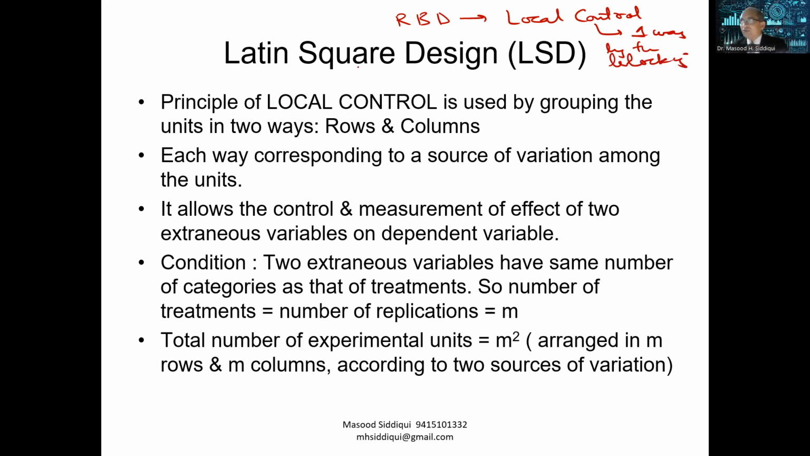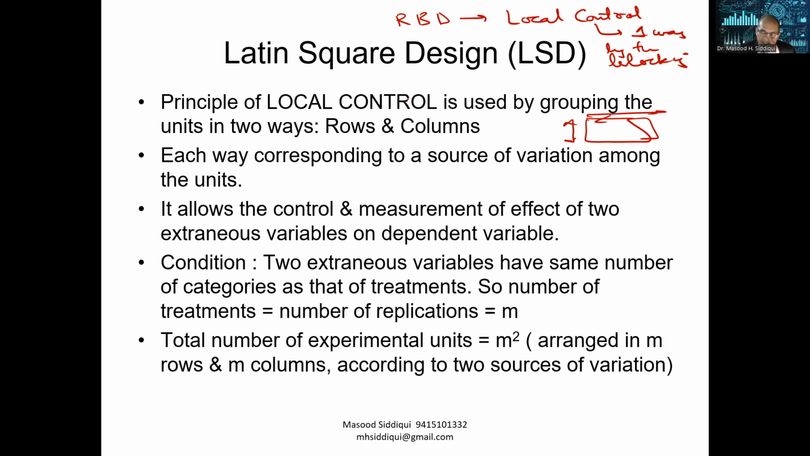Okay. Now we are going to cover the next research design, that is the Latin square research design. Here the principle of local control is being used two-way by grouping the units in two ways, one as per the row and as per the column. Right. So here local control is being implemented or is being used row-wise as well as column-wise.